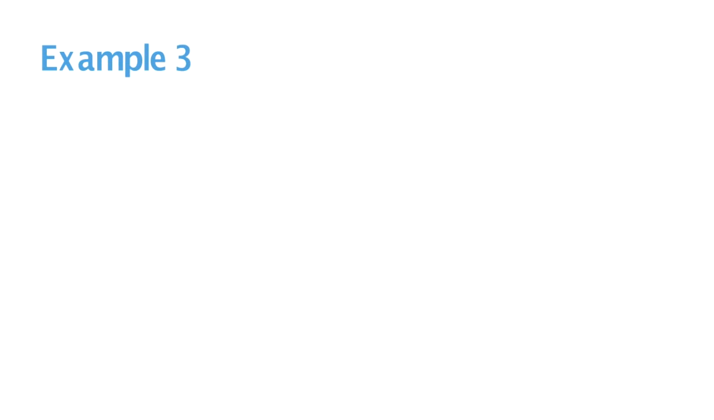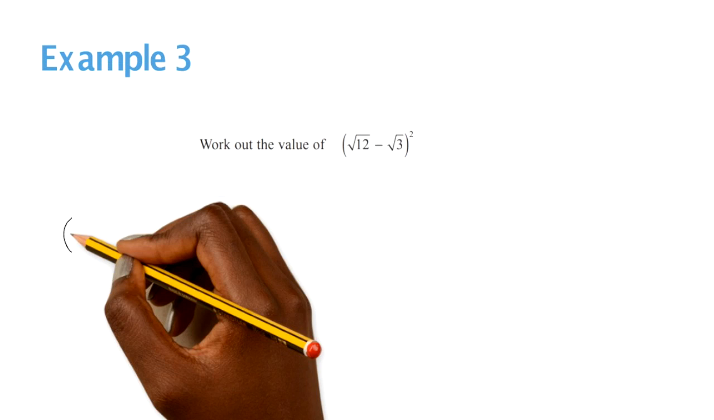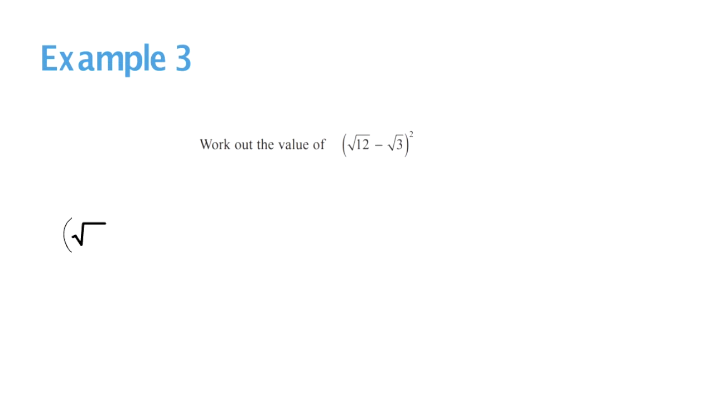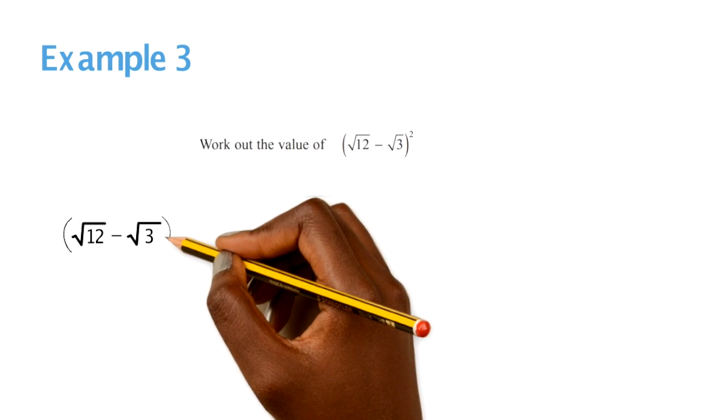So last example is if we have this case. So it's going to be expanding the brackets. So we've got root 12 minus root 3. And they're going to be multiplied by each other.